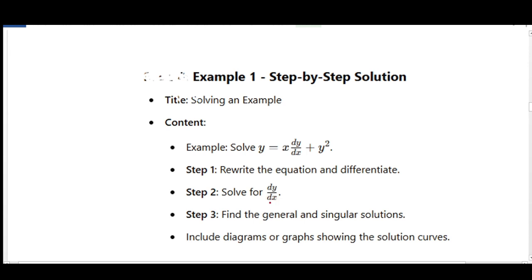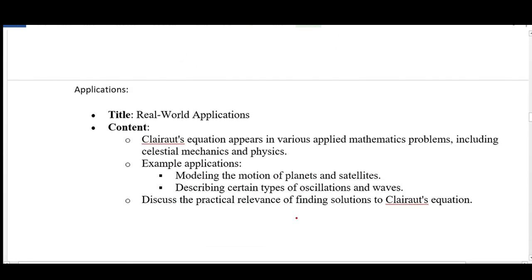Solve for dy by dx. Find the general and singular solutions. Include diagram or graph. That is different. We are not going for diagrams or graphs. We will just find the general solution. What are the steps? We'll see.